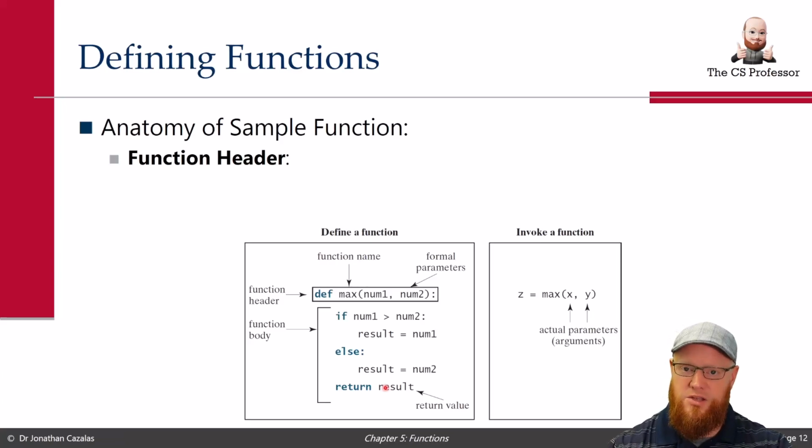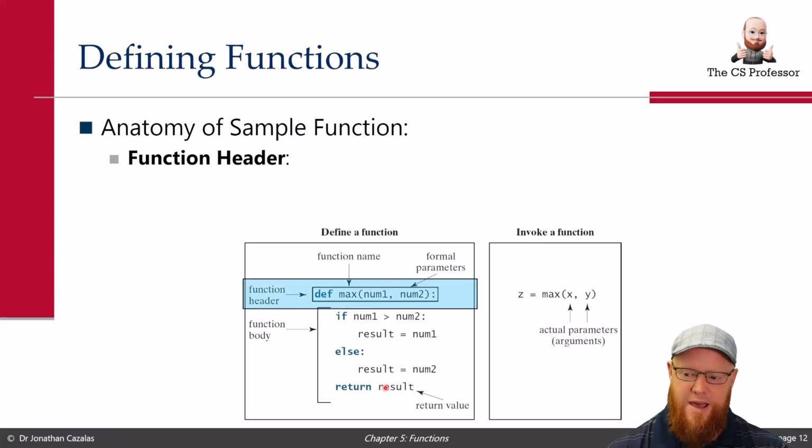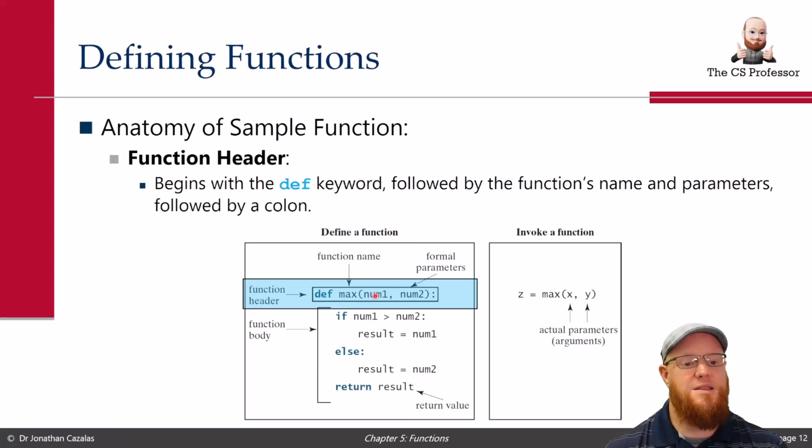What is the function header? This is all terminology you're about to see. This is it right here: the define keyword, followed by the name of the function, followed by a pair of parentheses, and inside those parentheses will be 0 or more parameters, each separated by a comma. And the last thing on the function header is a colon. So here we have def, the name of the function max, and a pair of parentheses. Inside that pair of parentheses, we have two variables, num1 and num2. They are separated by a comma, and then we have this colon.